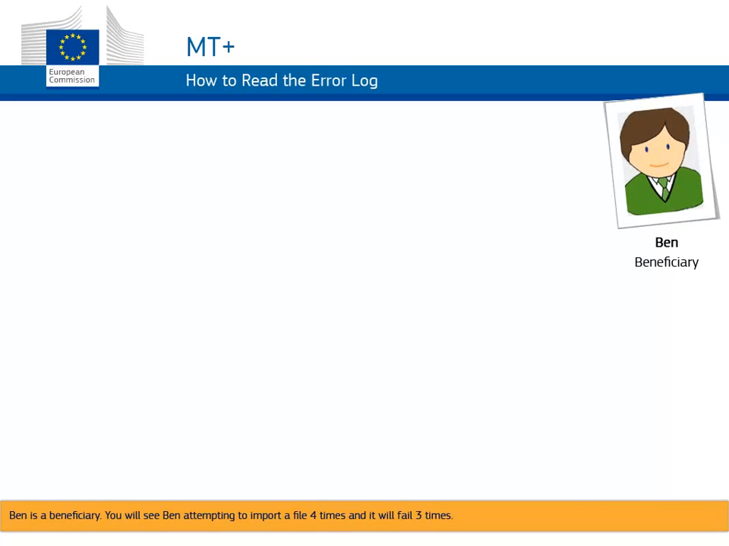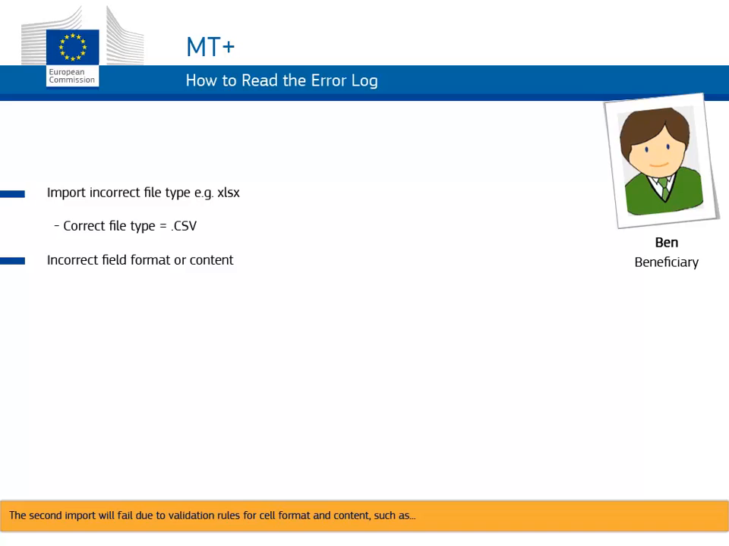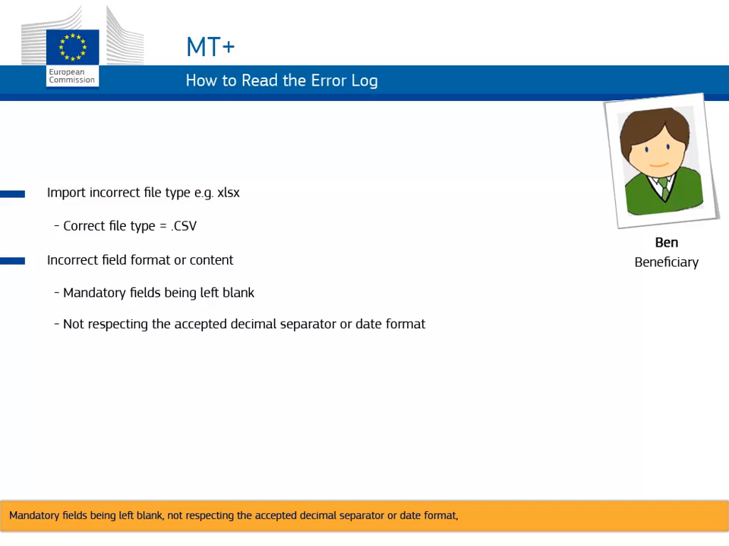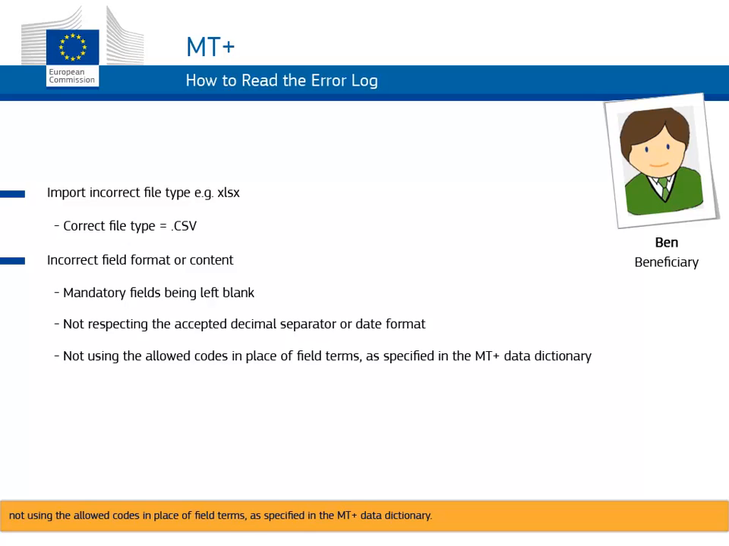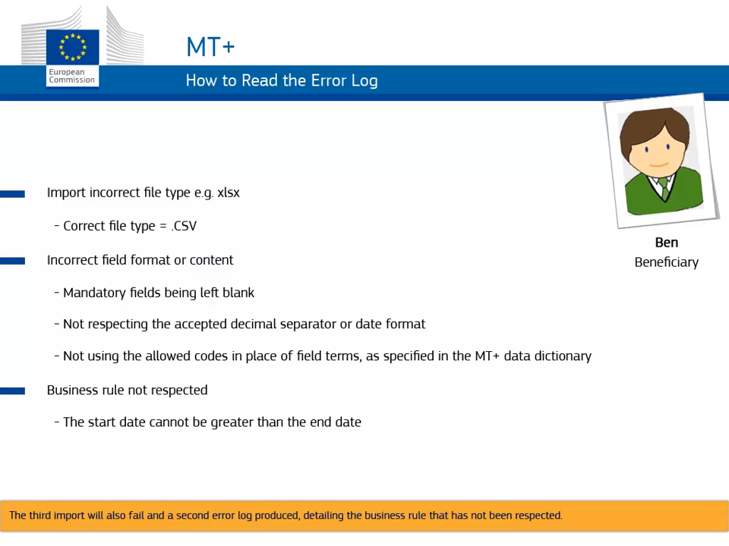Ben is a beneficiary. You will see Ben attempting to import a file 4 times, and it will fail 3 times. The first time, the import will fail due to importing an incorrect file type. The second import will fail due to validation rules for cell format and content, such as mandatory fields being left blank, not respecting the accepted decimal separator or date format, not using the allowed codes in place of field terms, as specified in the MT plus data dictionary. The third import will also fail, and a second error log produced, detailing the business rule that has not been respected.